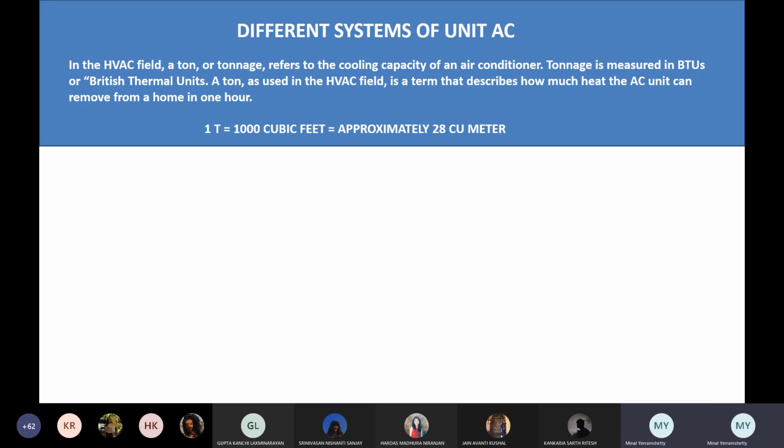Then you have VRV, and then you have your displacement system. Now we have a different unit system. I am sorry, I think I have made a mistake here.